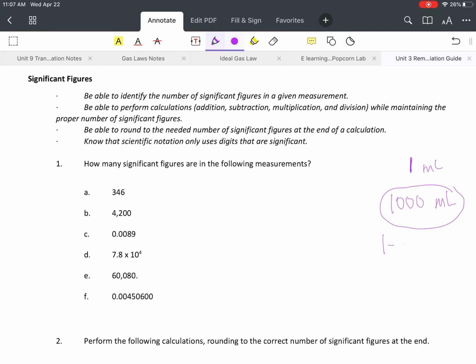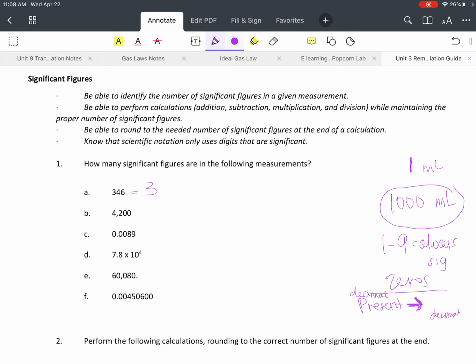Let's look at A first. Remember, every number 1 through 9 is always significant. I'll write some rules over here. So 3, 4, 6, those are all 1 through 9. They're all significant, so that means that number has 3. When I'm looking at zeros, remember, we can think about Pacific or Atlantic. My Pacific is over here. If a decimal is present, I'm going to start counting from this way, going towards the right.